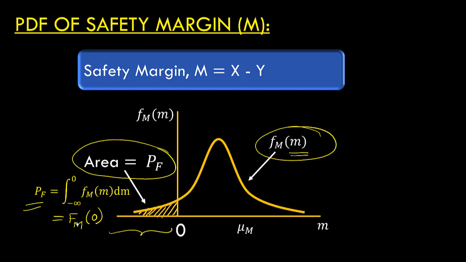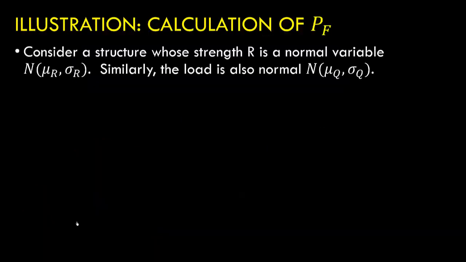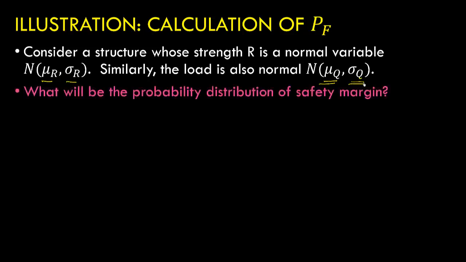Let us illustrate this using an example. So consider a structure whose strength is R, that is a normal random variable with mean mu R and variance sigma R. Similarly, the load is also a normal random variable with mean mu Q and a standard deviation sigma Q. Now we have to calculate the probability distribution for the safety margin, and we also have to calculate the corresponding probability of failure.